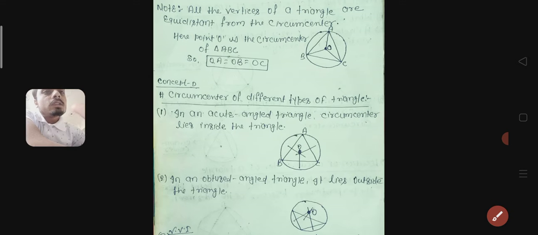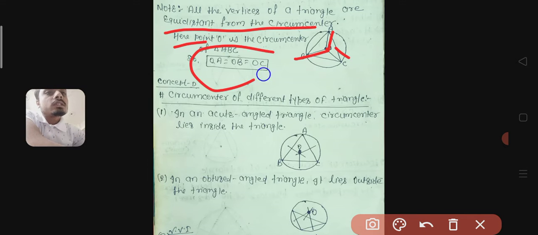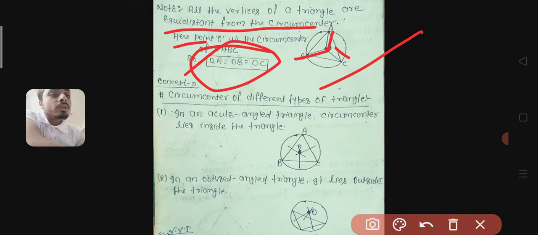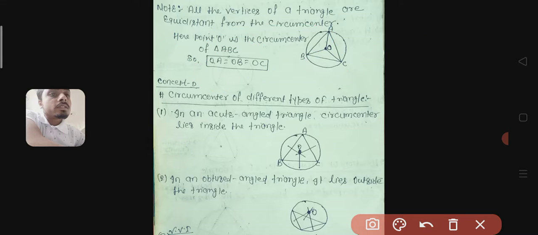Here I have already mentioned that all three vertices of the triangle are equidistant from the circumcenter point O. Here is the point O, the circumcenter. OA, OB and OC are equal. This is one of the most important concepts about the circumcenter.